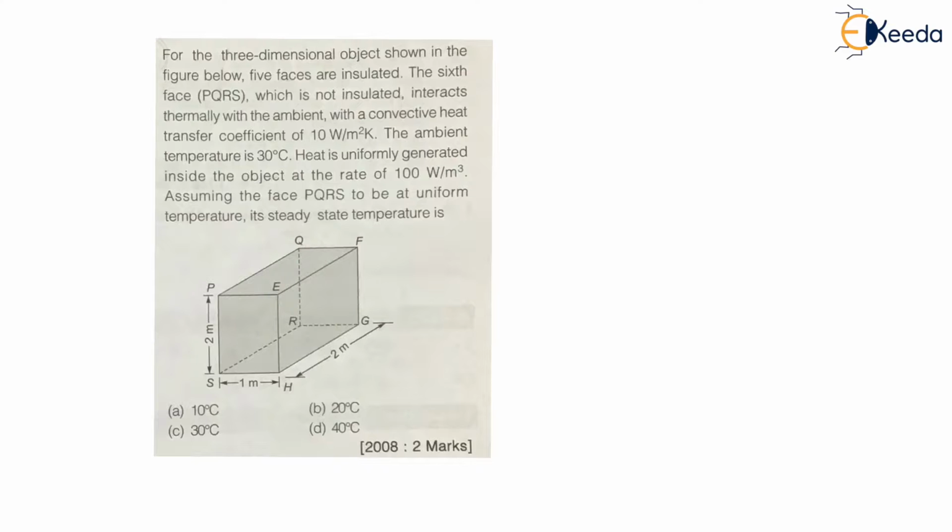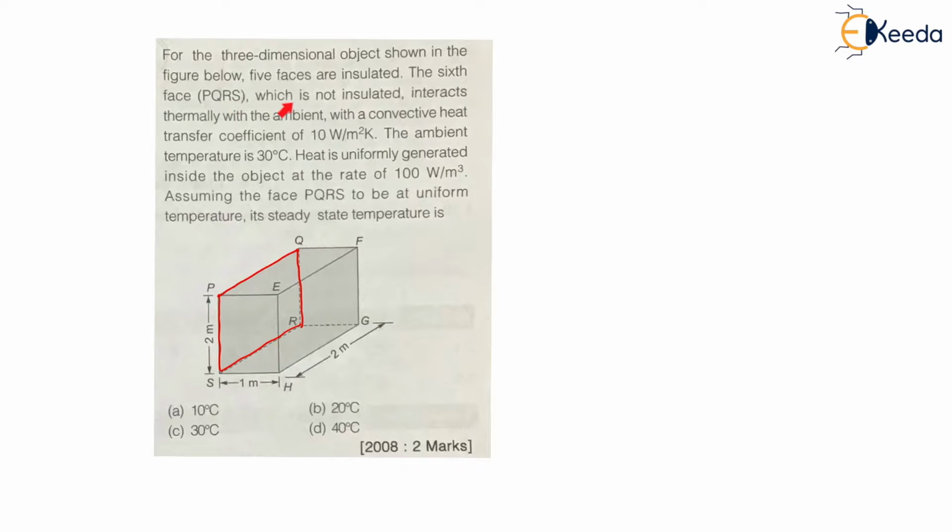Now PQRS, here P to Q, Q to R, R to S. This left side face is not insulated, right? This means the heat loss will be from this non-insulated face only. That means heat loss will be from PQRS, right?